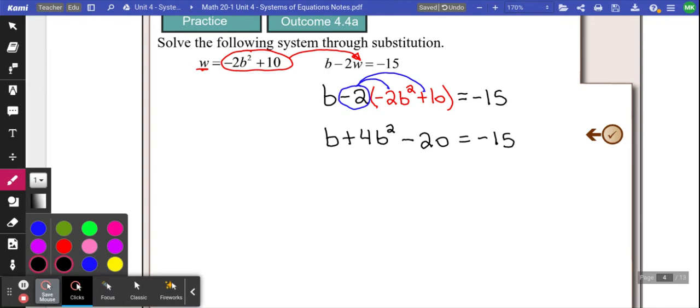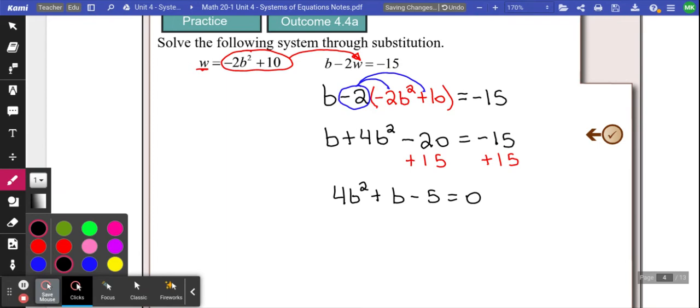After expanding, I look at that, I'm like, okay, that is definitely a quadratic, right? My highest exponent is 2. So I need to make that quadratic equal to 0 to be able to solve it. So I'm going to move my 15 over. That gives me 4b squared plus b minus 5 equals 0.